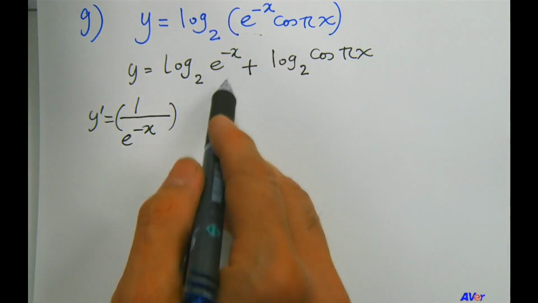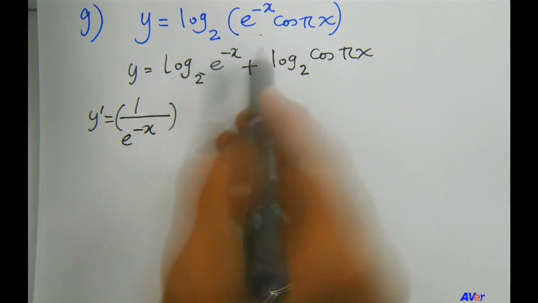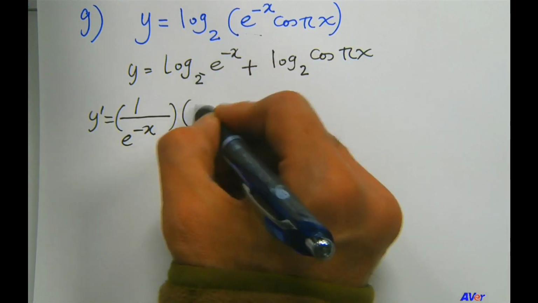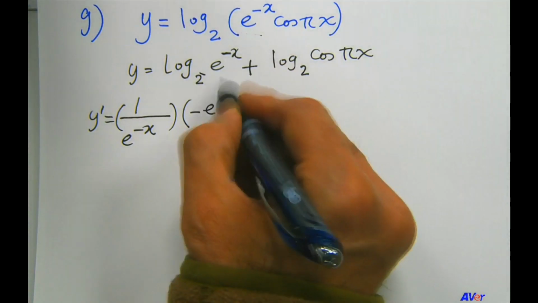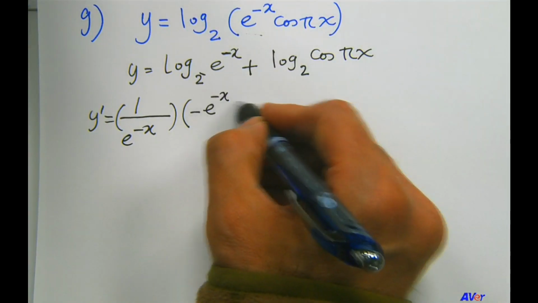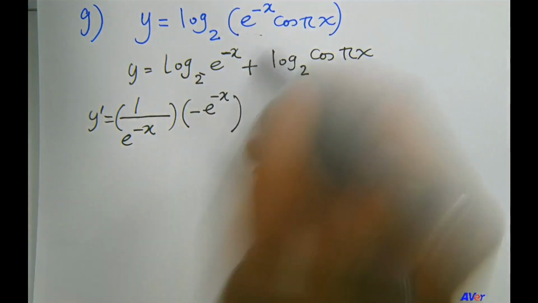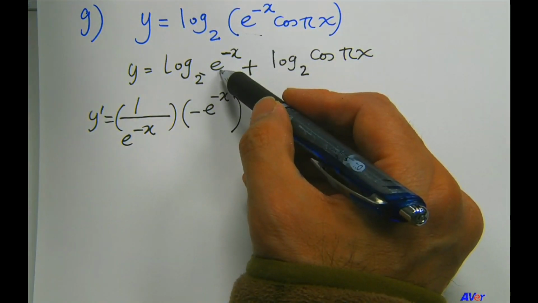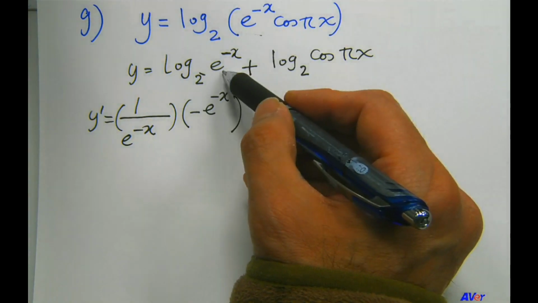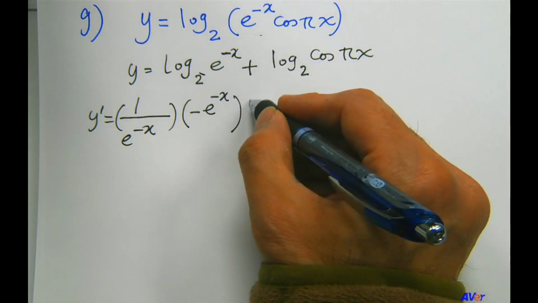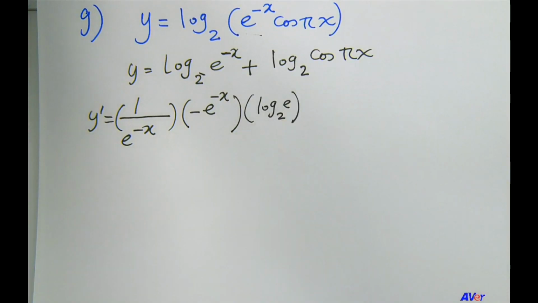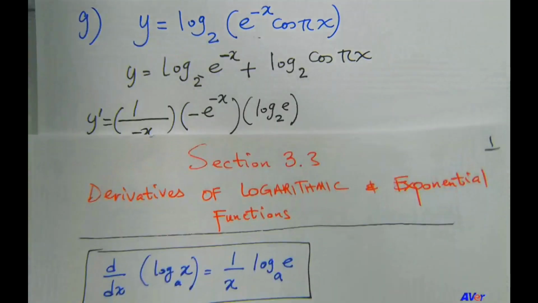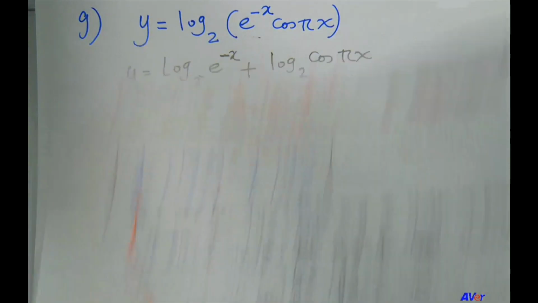times the derivative of this expression by the chain rule. Of course, that's minus. Minus comes from this power. Minus times e to the minus x power. We have an e here. We can say log of e to base 2. So log of e to base 2. How did we do that? This is the formula. I applied this formula.